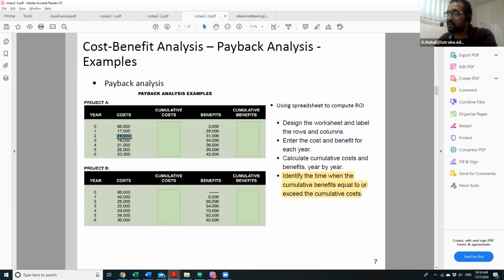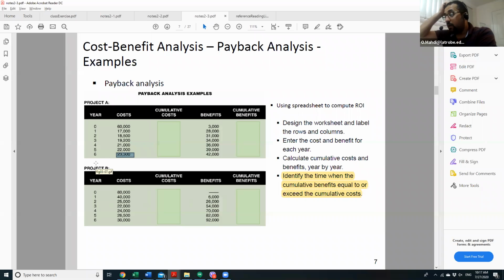Beautiful. All right, so let's move on. And then year four, it became 19,000. All right, and move on. Here we have a little bit more money, about 21,000. All right, move on. 22,000 till 23, of course, thousands. Right, so this is the cost for 7 years.